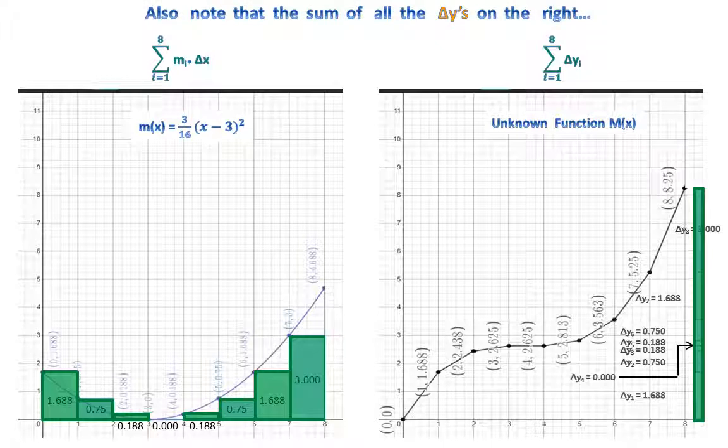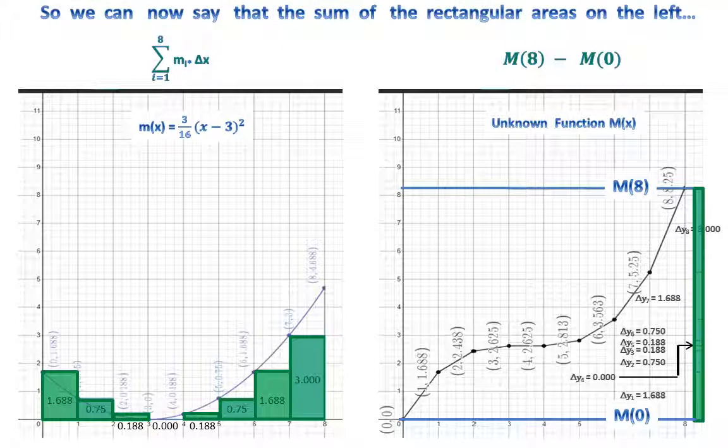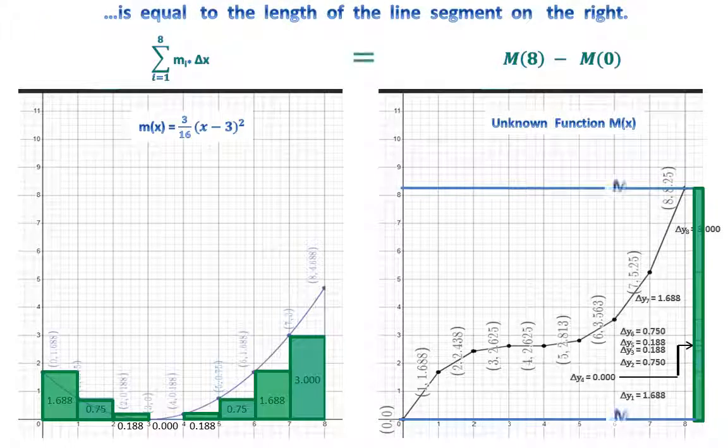Also note that the sum of all the delta y's on the right forms a line segment with a length of capital M of 8 minus capital M of 0. So we can now say that the sum of the rectangular areas on the left is equal to the length of the line segment on the right.